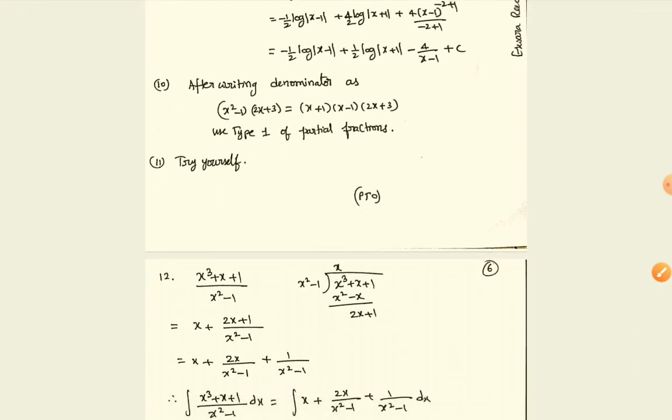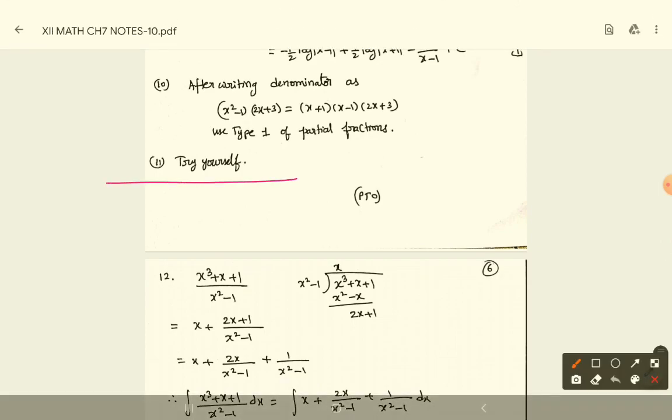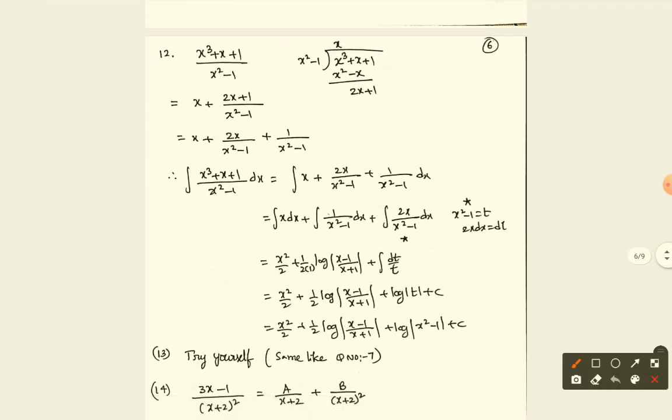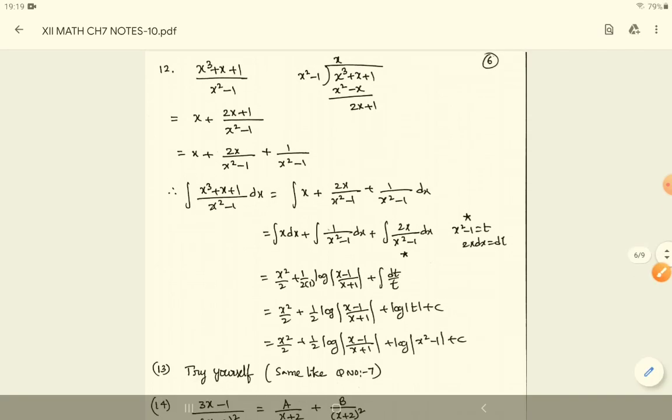11th question. The 11th question is also one where the denominator can be expressed as different linear factors. The same model, type 1 only. 12th question. If you see, the 12th question is an improper rational fraction.